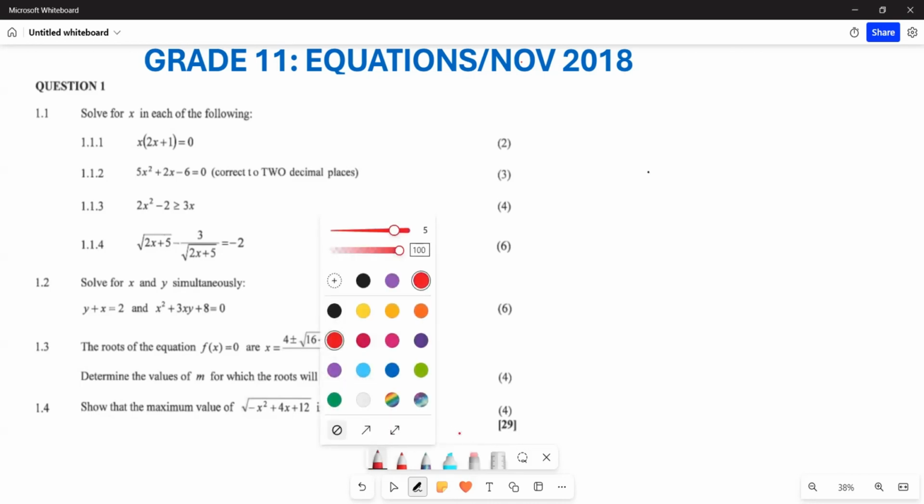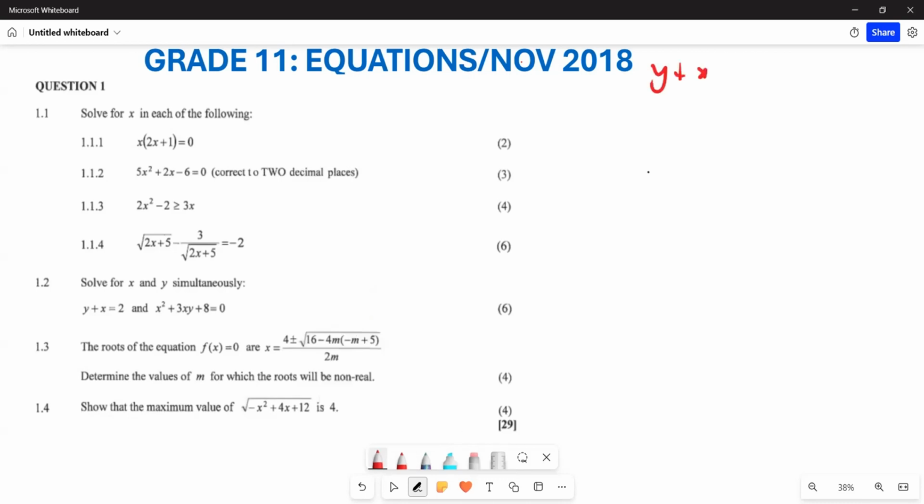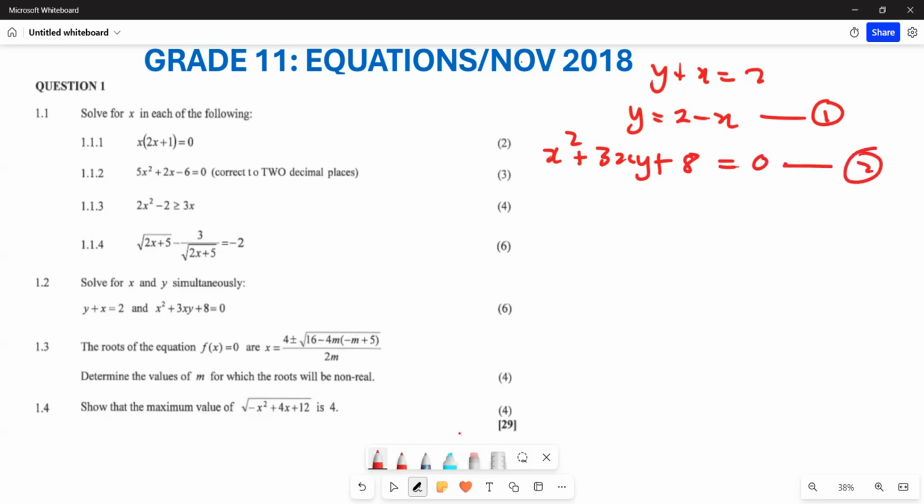You are given that y plus x is equals to 2. Now, the easier thing that you can do is you can make y the subject of the formula, which means this is going to be 2 subtract x, and then you make this your equation 1. Then you say x squared plus 3xy plus 8 is equals to 0. Then you make this your equation number 2. Then you substitute your equation 1 into your equation 2.